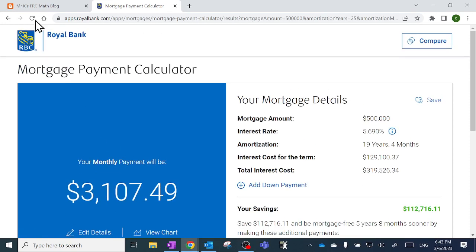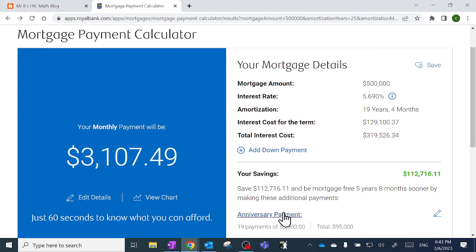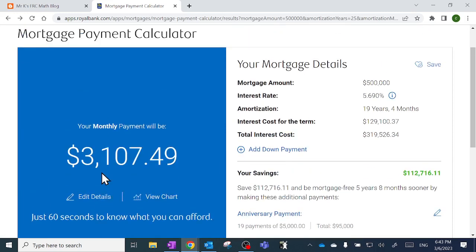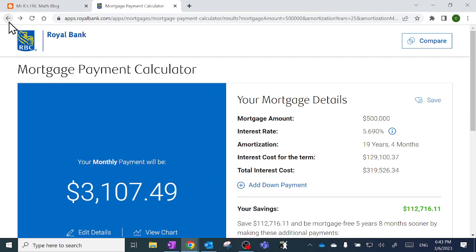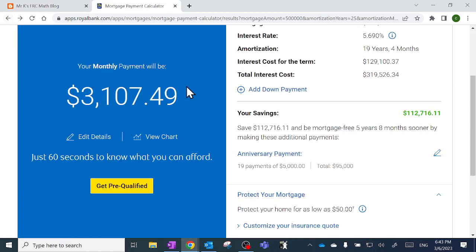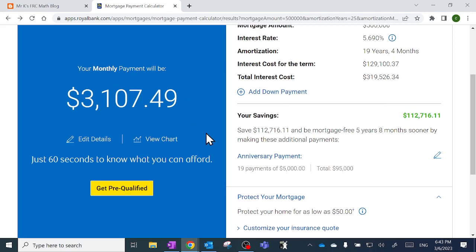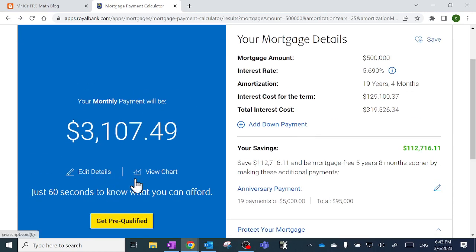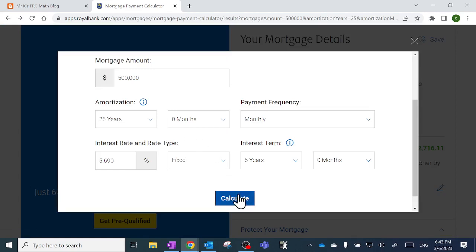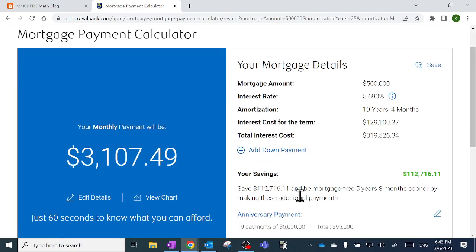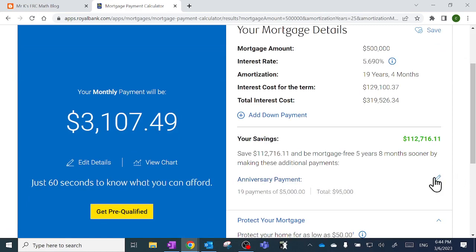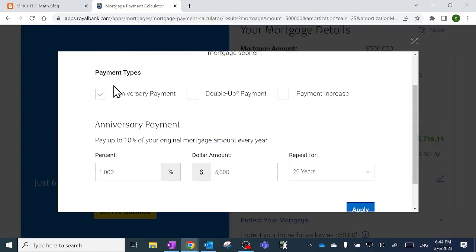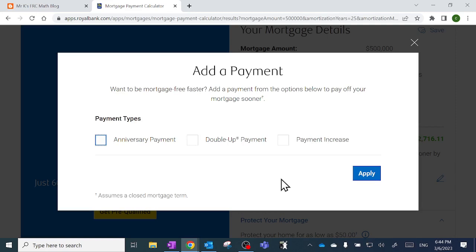But if I were to just go back to the original, even if it's a closed mortgage, let's see, go back one. Go back to where you were. Oh, it still wants to do this anniversary payment. Fine, I'll just get rid of the anniversary payment. Calculate. Okay, I guess I have to edit the anniversary payment. So undo that, and there we go. Now, notice it even says here with a little asterisk, assumes a closed mortgage term.